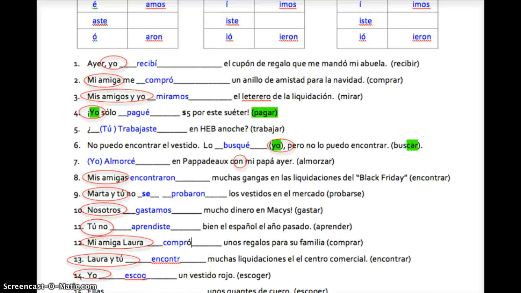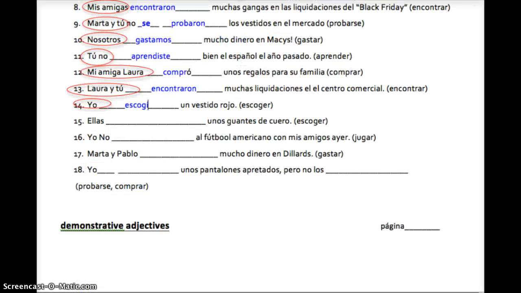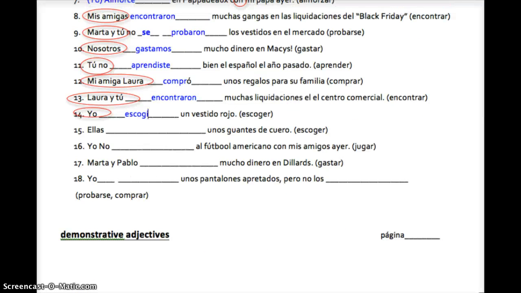And then moving right along here, Laura y tú, that's two people. It's an AR verb. Does not include the word yo or nosotros up here, so it is aron. And then the last one that I can fit right now is an ER verb. So I'm going to use this chart right here, and it does include the word yo, which is the top left box. So escogí. Alright, we will do the rest in the next video along with the demonstrative adjectives.